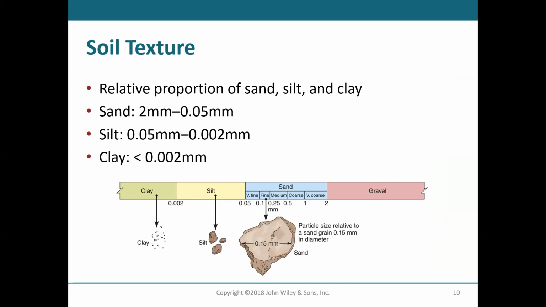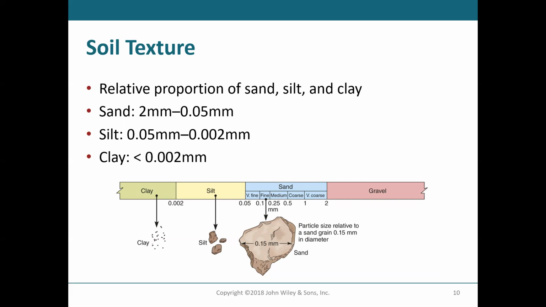Soil texture refers to the relative proportions of different size inorganic minerals such as sand, silt, and clay. Soil texture does not refer to the organic material in the soil, only the inorganic minerals. And the size assignments are sand, silt, and clay, which give scientists a way to classify soil texture.